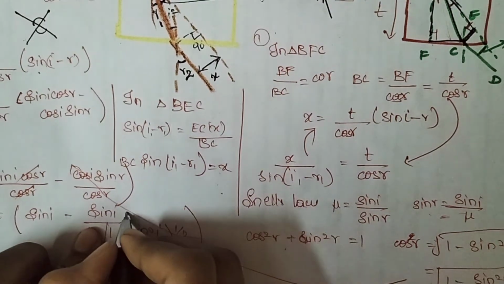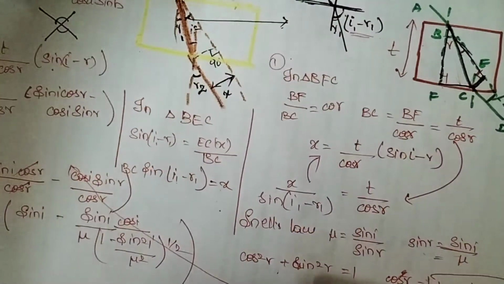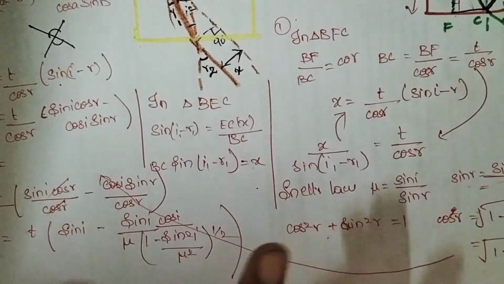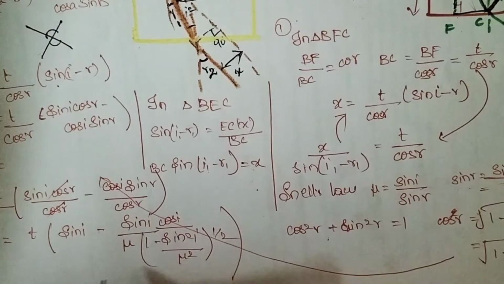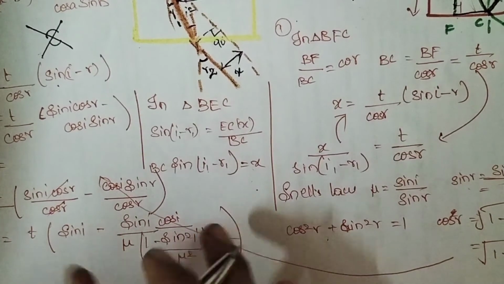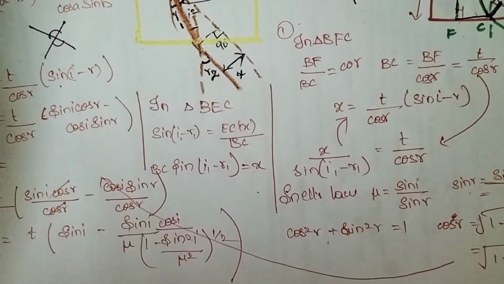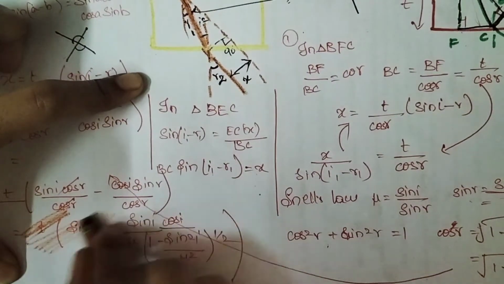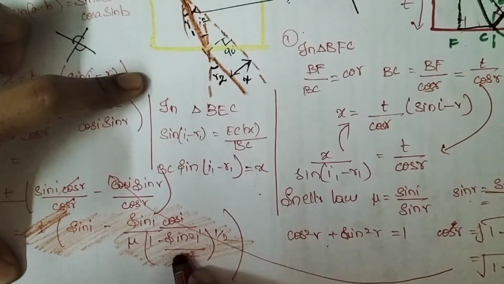One more thing. Cos i, I have to write here cos i. Next is the conclusion formula only. That's it, we have completed. Okay, how to convert this? This is the final formula we have got. I will shade and highlight this. So this is the final formula.